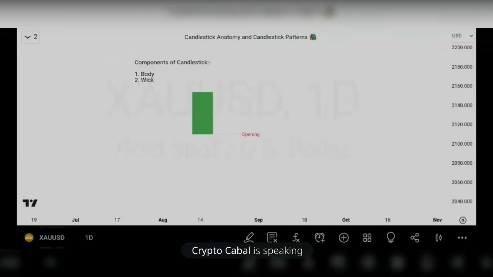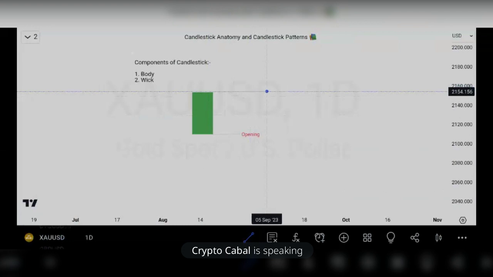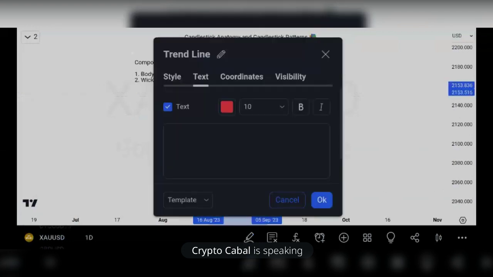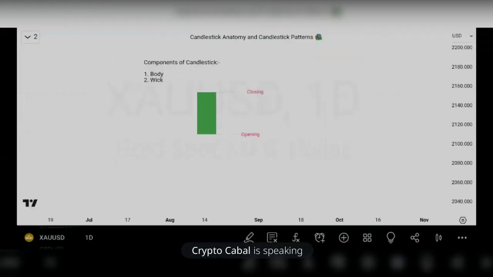We call it the opening, and the upper part, we call it what? The closing. Right? We call it what? The closing. Now, I'll quickly show you an example of why it's called the opening and the closing part of the candle.